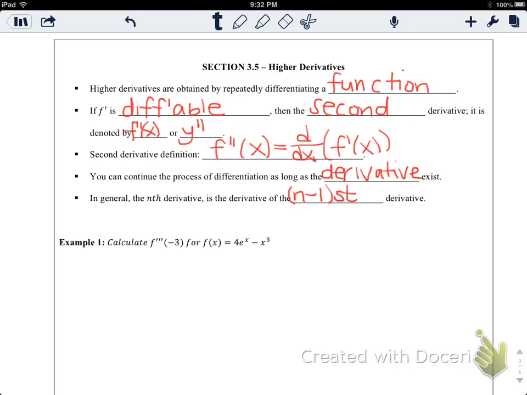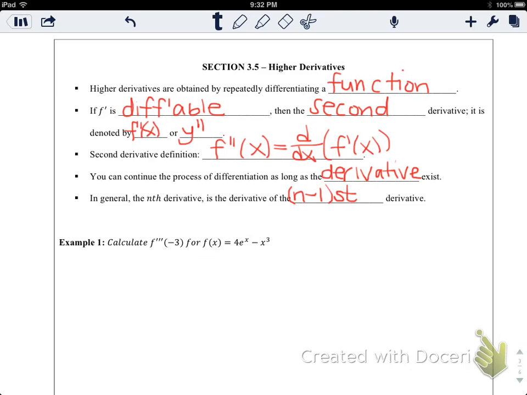So we've talked about derivatives. And again, remember, a derivative is a rate of change. When you take the first derivative, it's the rate of change of something. It represents the slope of the tangent line at some certain values. Okay, so higher derivatives are obtained by repeatedly differentiating a function.